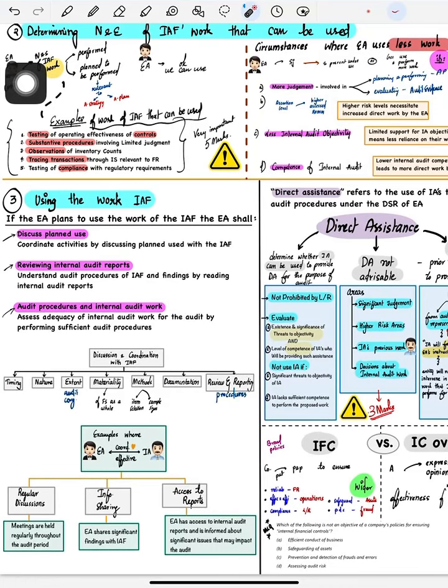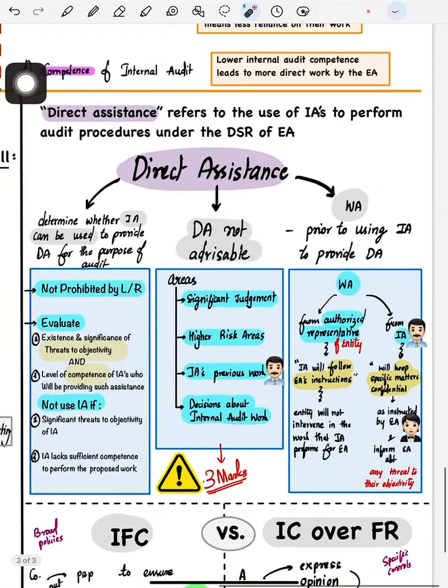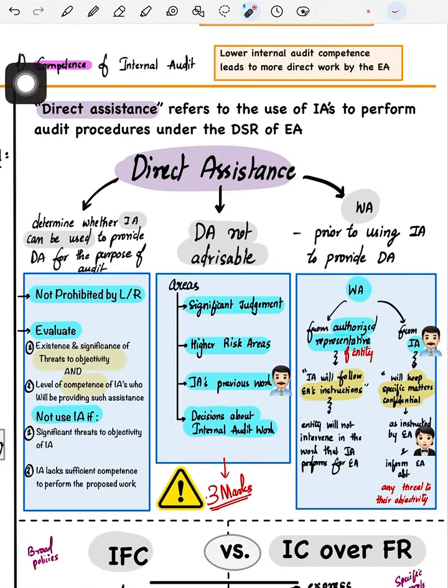Now let us come to the next important part. This part alone can be tested in a case study, a case-based MCQ, or any question. Direct assistance is very important. So what is the meaning of direct assistance? Direct assistance refers to the use of internal auditors to perform audit procedures under the direct supervision and review of external auditors. The internal auditor is under your guidance. You are using him to perform your work, but you are giving him directions, supervising him, and reviewing him. That is the meaning of direct assistance.